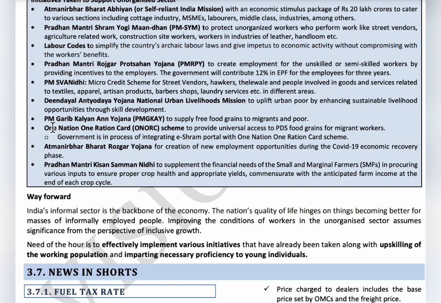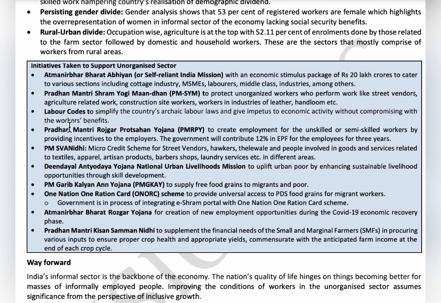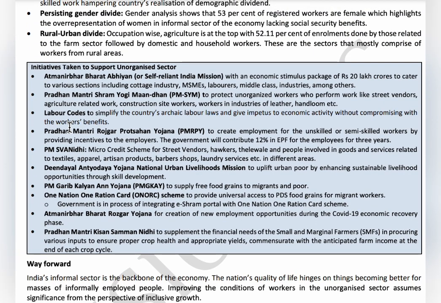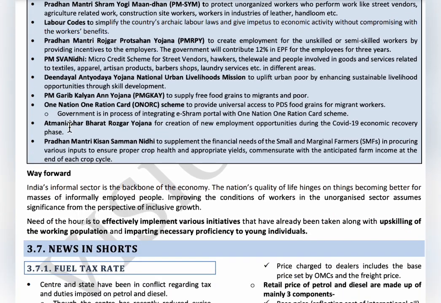The next is Atmanirbhar Bharat Rozgar Yojana. It creates new employment opportunities during the COVID times. Next is Pradhan Mantri Kisan Samman Nidhi. So it provides financial help to the farmers at the end of each crop year. So this is about the initiatives taken by India to support the unorganized sector.